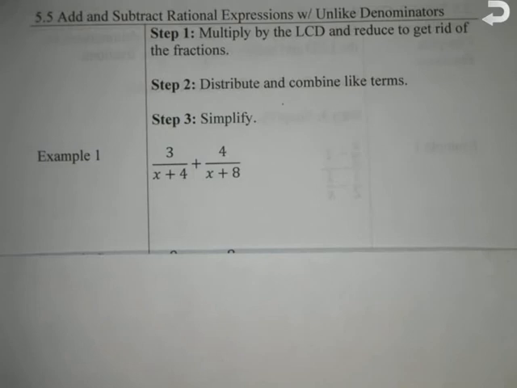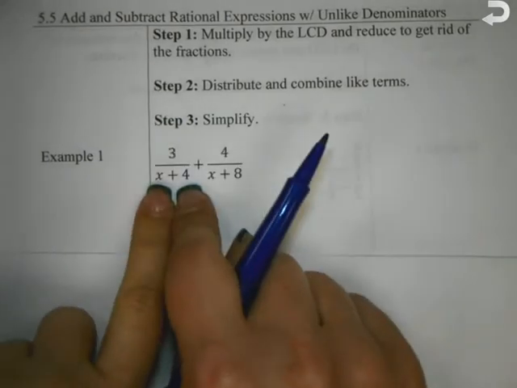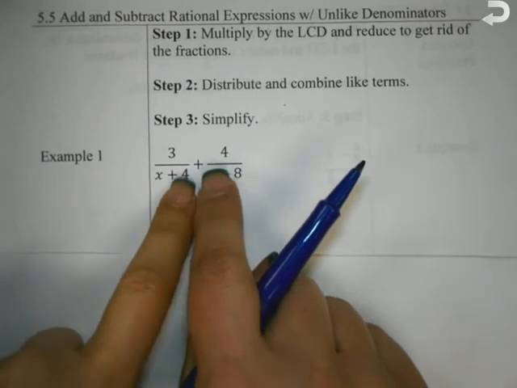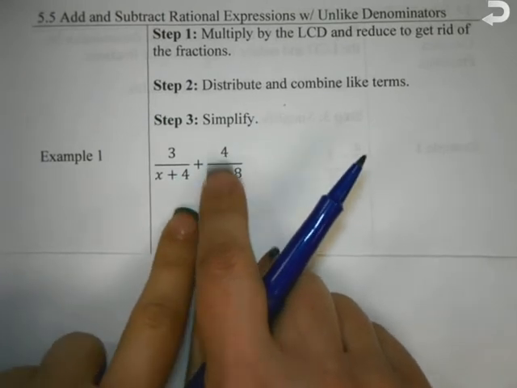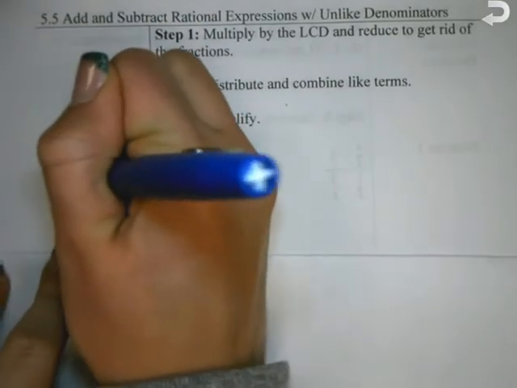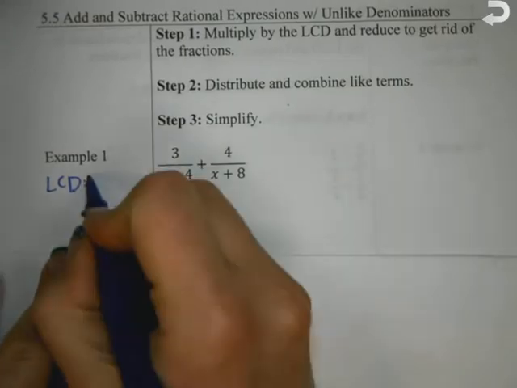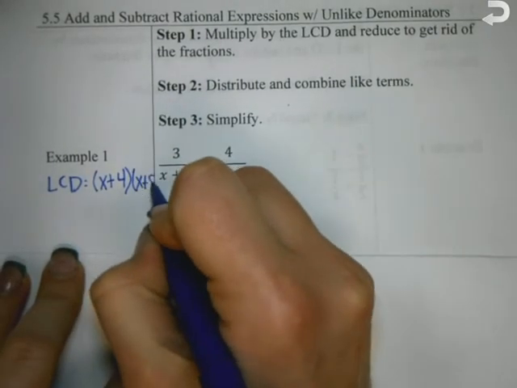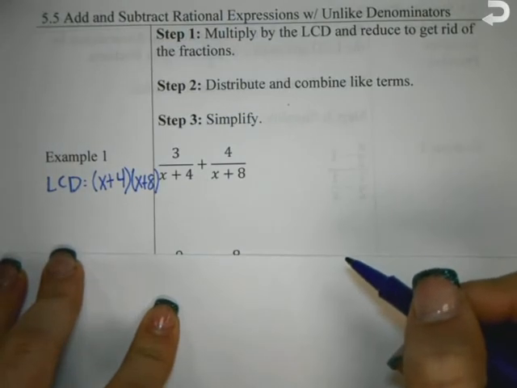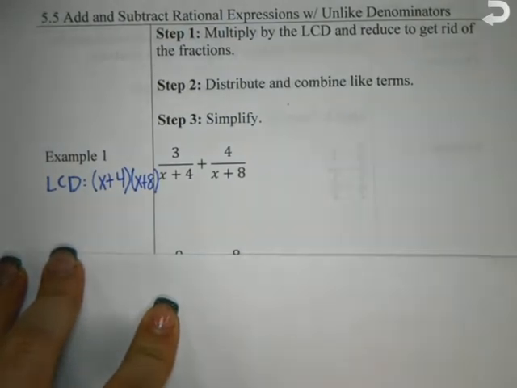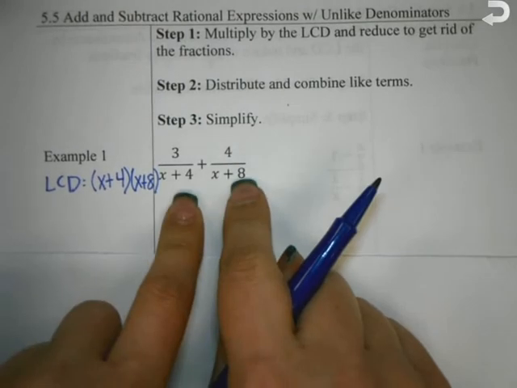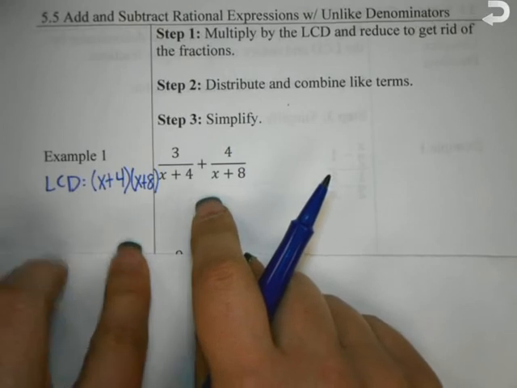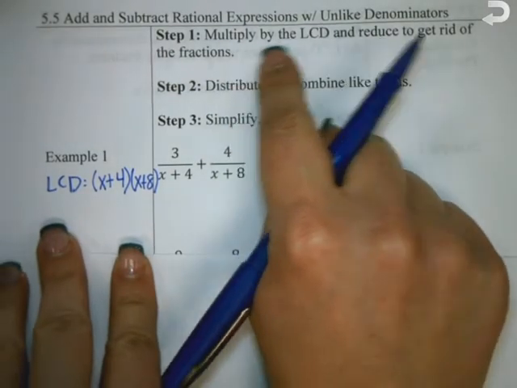Okay. Can x plus 4 divide into x plus 8? No. Can x plus 8 divide into x plus 4? No. So our LCD here, I'm going to write off to the side. Our LCD is going to be x plus 4 times x plus 8. Okay? So we multiply the two denominators, and that's going to give us our least common denominator. So, step 1 is we're going to multiply by the LCD to get rid of the fraction.